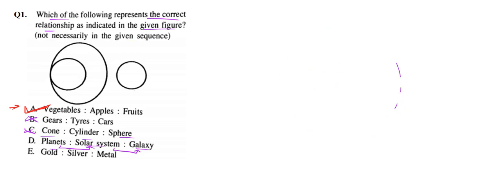So the fifth option is gold, silver, metal. And now you can check these three are completely different materials. They have no relationship between them. So this diagram, this figure cannot represent option E. So we have proved the other four options to be wrong. Hence option A is proved to be the correct option.